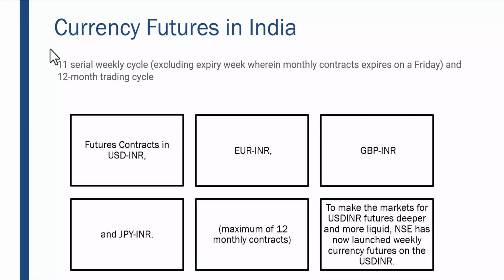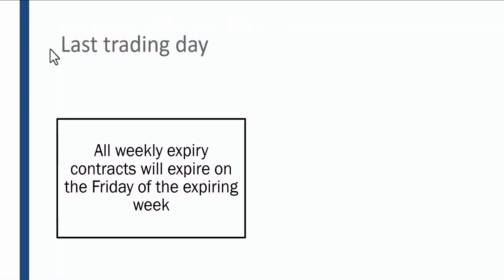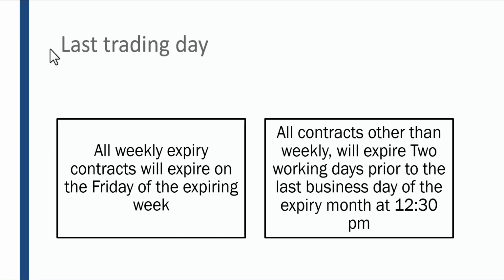So, at any time when you go to the stock exchange, there will be 11 serial weekly contracts expiring every week, and they will be expiring on every Friday, and 12 monthly trading cycles. That will expire on the last 2 working days before the month closes. So, last trading day: all weekly expiry contracts will expire on Friday of the expiring week. All contracts other than weekly will expire 2 working days prior to the last business day.